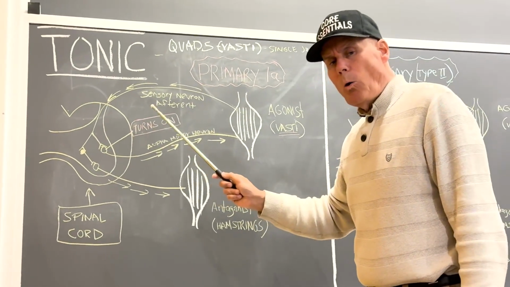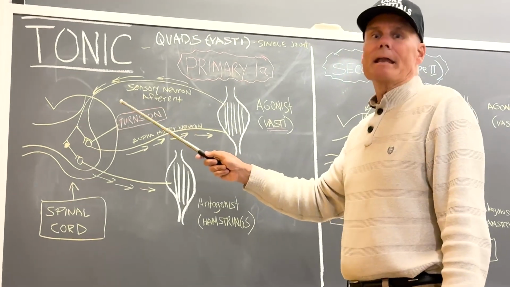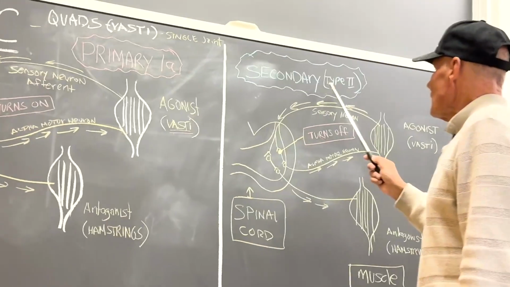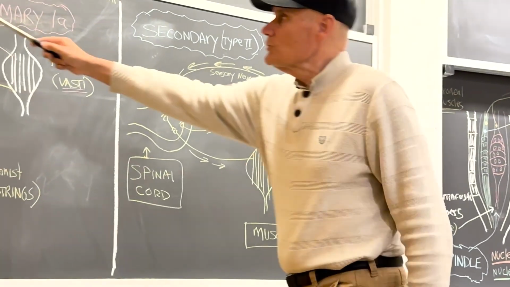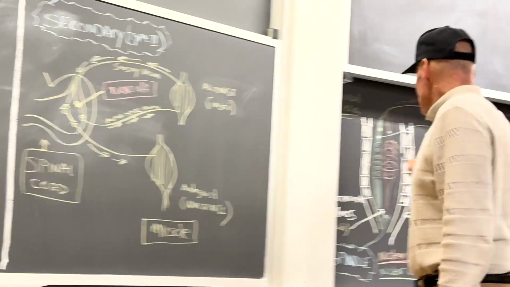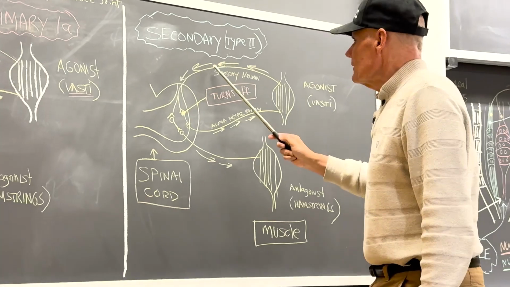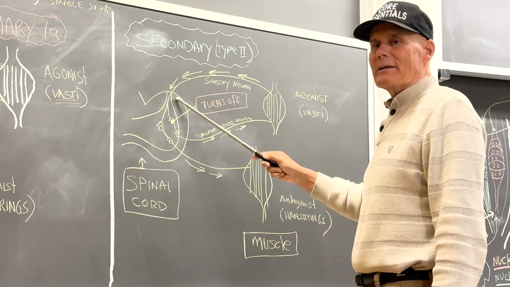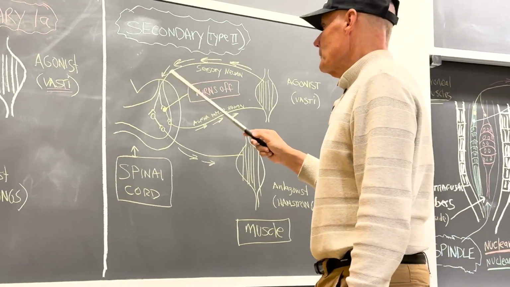But what if you hold that stretch for longer than 30 seconds, a minute and a half, 2 minutes? Now, the secondary type 2 fibers will kick in on a tonic muscle. So now, the spindle senses a change in length and sends the signal to the muscle, but it's been stretched for a while now. It's not a threat.